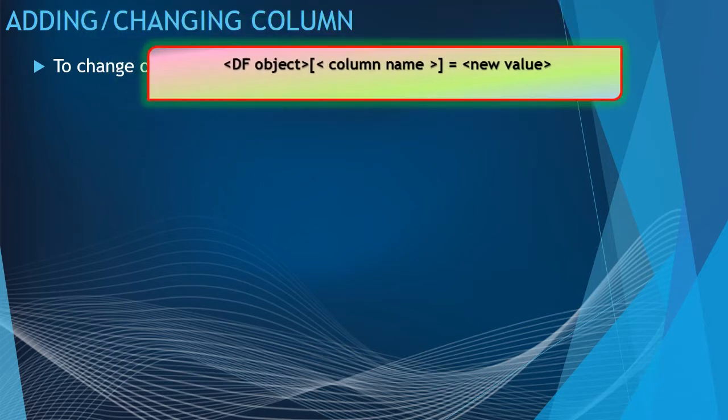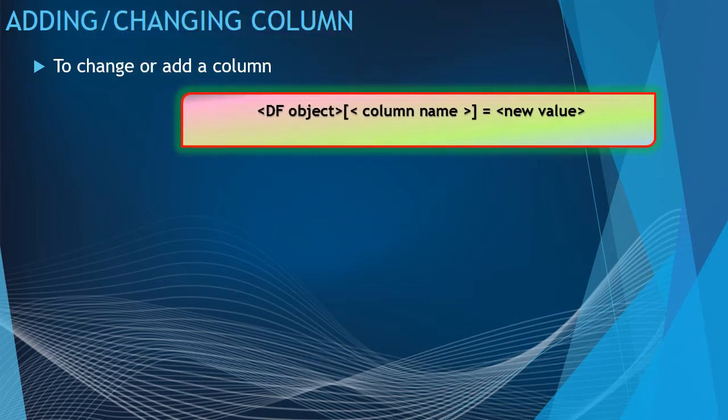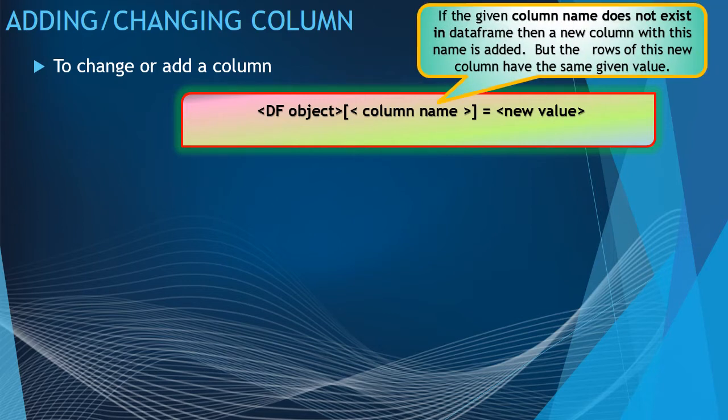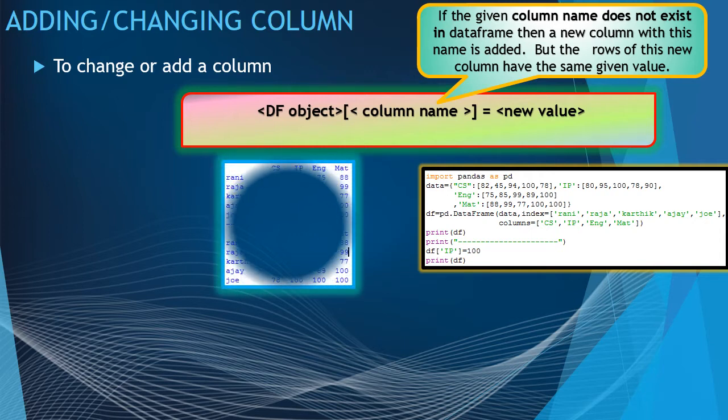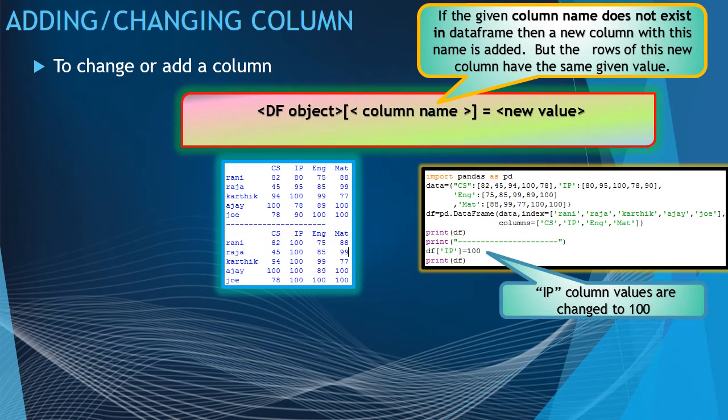If you want to change a column or add a new column in that existing data frame object, we use the formula: data frame object, square bracket, column name, equal to value. If the column name is present, meaning it exists in the data frame, it will change the value. Suppose it is not existing, it will add the new column to the data frame object. See here: data frame object square bracket IP equal to 100. So the 100 value is set to that IP column, and all the values of the IP column change into 100.